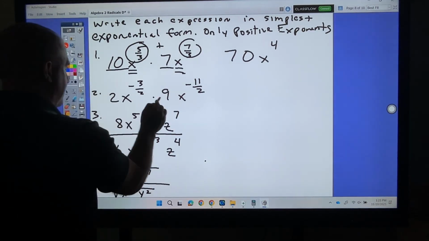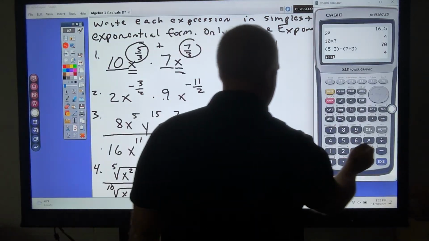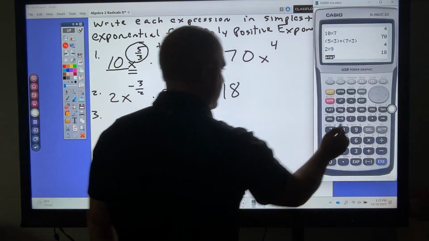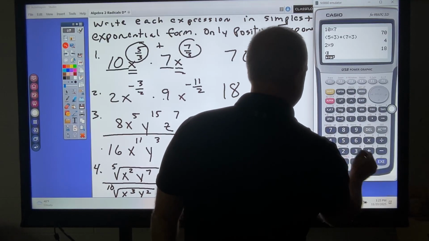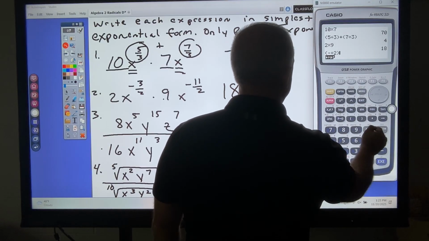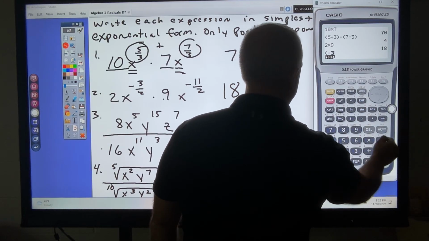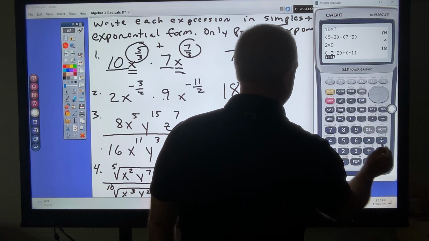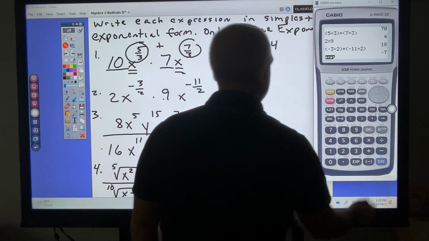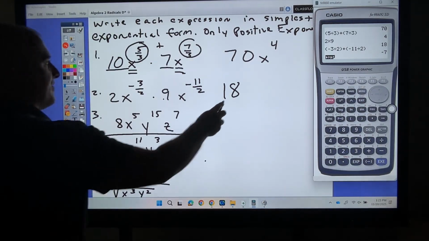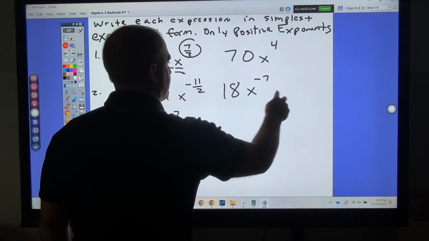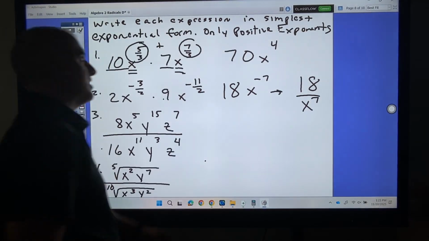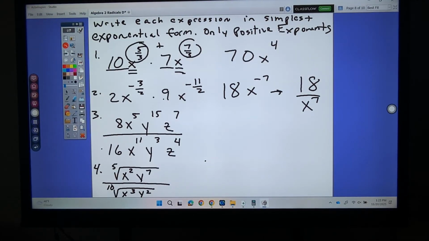Okay, so this multiplication, 2 times 9, that's going to be 18. I want to add those negative 3/2, okay, plus negative 11/2. That's going to be negative 7. Now, what that means is this is the only thing that moves. It goes underneath and becomes positive 7. So that's what the positive exponent deal is.